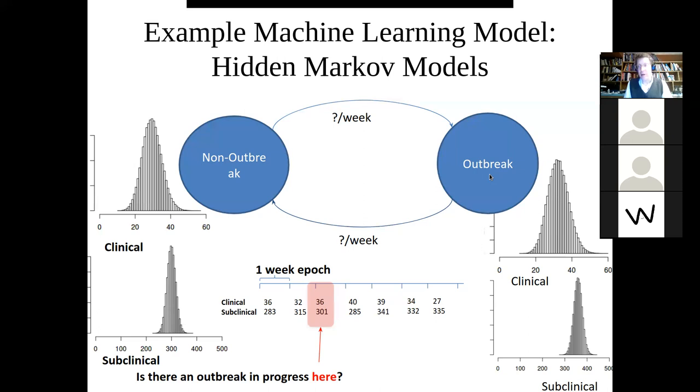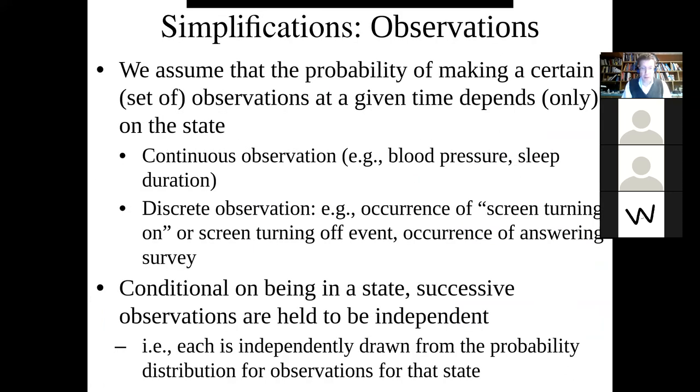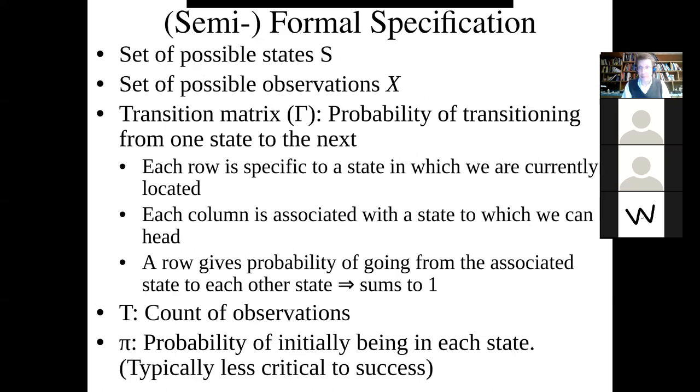So being in a certain state of, say, an outbreak, we can draw independently from this distribution, or in a non-outbreak state, we can draw independently from that distribution. And once again, that may sound like a strong assumption, but we can, in practice, often finesse that, lessen how tightly it binds us, by breaking states into pieces, you know, early outbreak, late outbreak, or what have you, in a very pragmatic way. So conditional on being in a state, the likelihood of observing certain observations is held to be independent. It depends only on the state and not on the last observation.